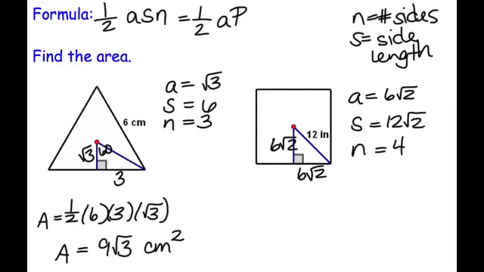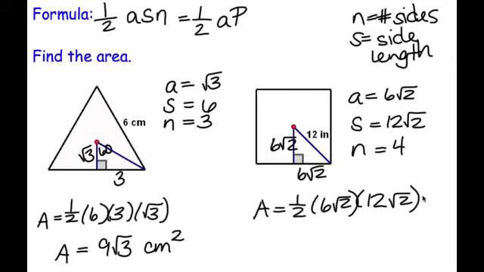So now we're going to use our area formula. We're going to do 1/2 ASN. So that's going to be area equals 1/2 times 6 radical 2 times 12 radical 2 times 4. Use some mental math, and you're going to end up having an answer of 288 inches squared.